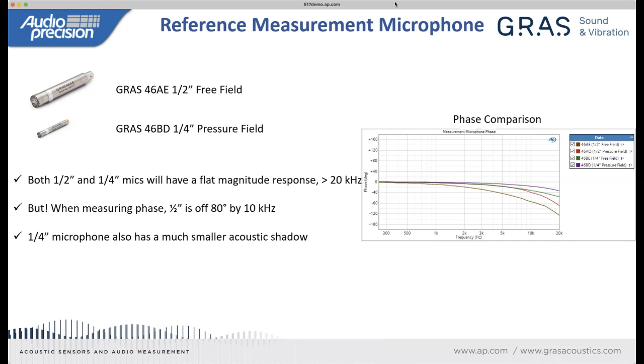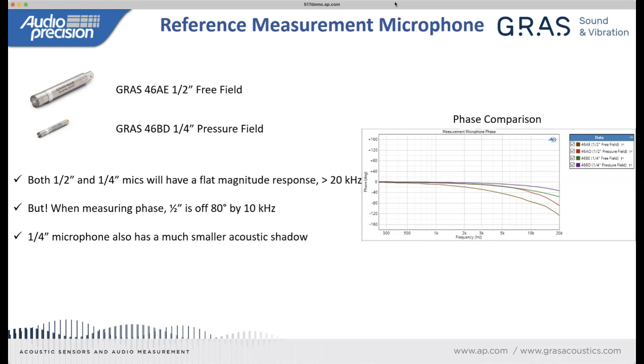It is not at all difficult to find a measurement microphone that has a flat magnitude response above 20 kilohertz. Both half-inch and quarter-inch microphones will do that. But I prefer, for this specific application, a quarter-inch pressure field microphone, exactly such as our own 46BD. There are a couple advantages here.